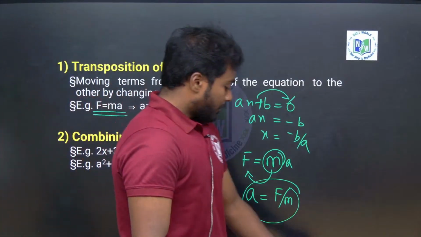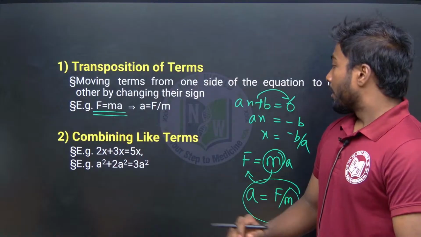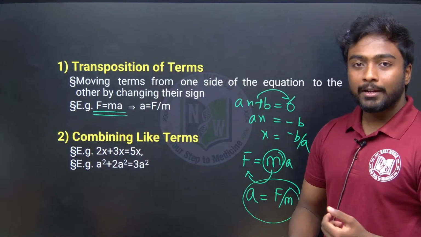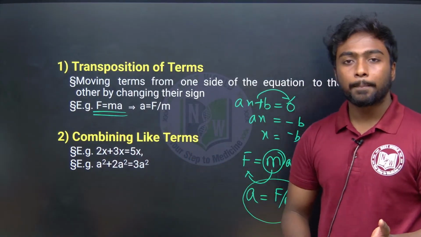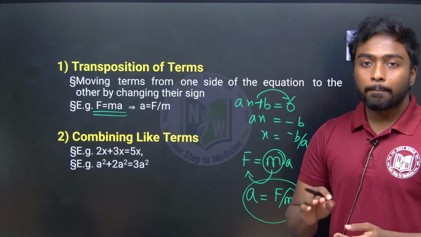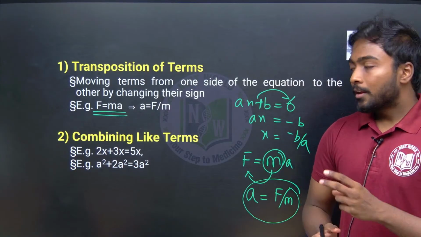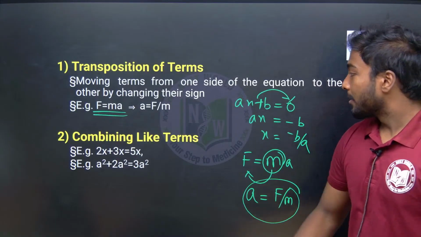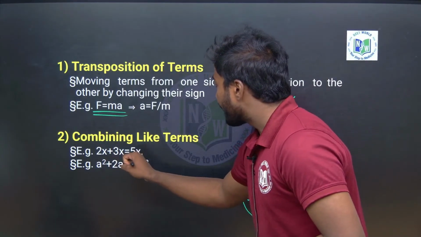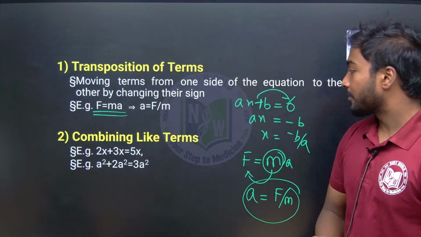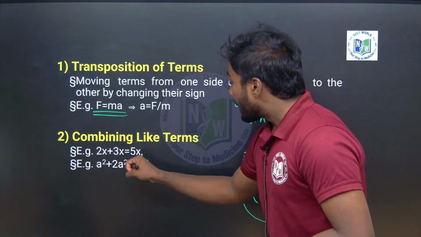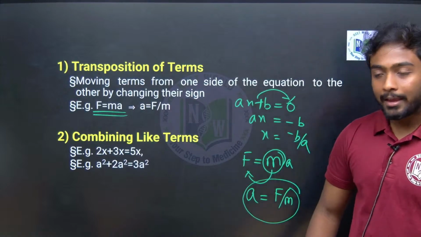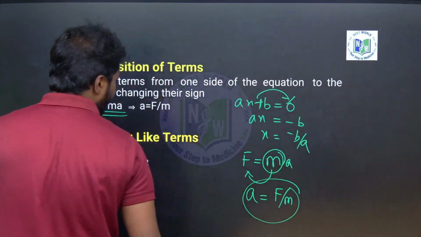Now, the second one, combining like terms. Combining like terms means, for example, 2x plus 3y plus 2x is there. So, 2x and one more 2x term is there, and I can combine the terms. For example, here 3x plus 2x, I can say it is 5x, and a square plus 2a square, I can say it is 3a square. I will take some more examples here.